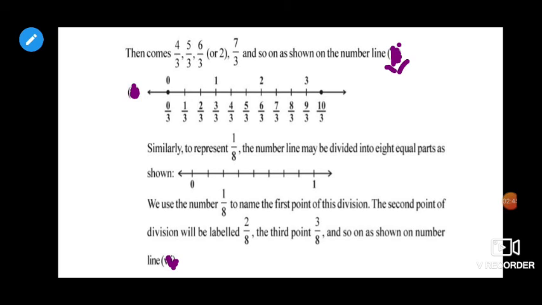Here 4 by 3, 5 by 3, 6 by 3, 7 by 3 and so on. So here we can observe that all the denominators are 3. So each and every unit should be divided into 3 parts. If all the denominators are the same, children, we can represent all the numbers on the same number line. Even if the denominators are different, we can represent them on the same number line by using some other procedure, but that is not there for you in this year.